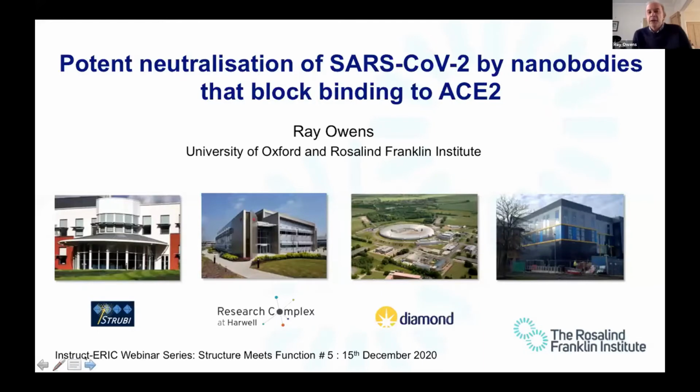Okay, thanks very much, Becky, and Instruct for the opportunity to give an update on what we've been doing with the nanobody technology platform. My first slide has some images of the buildings that we've been working in, just to acknowledge that this has been a great team effort between Dave's lab in Struwe, my group and Jim Naismith in the Research Complex, and obviously collaborators at Diamond, where we're based at the Research Complex.